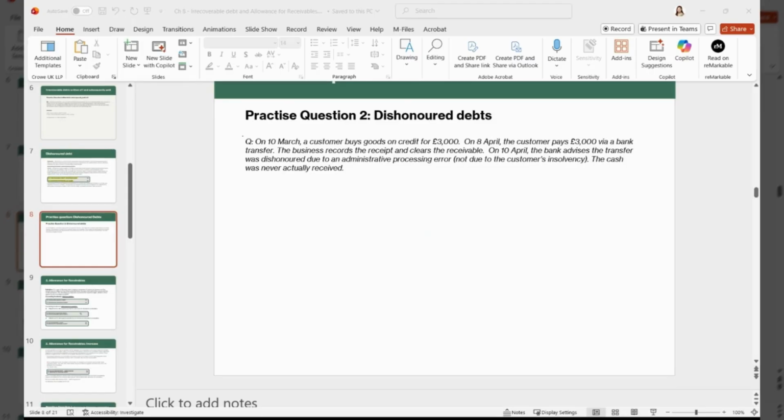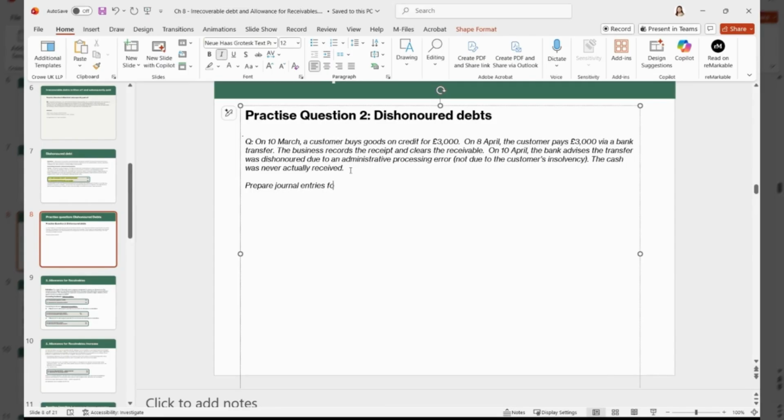Let's walk through an example of a dishonored electronic payment step by step. Q. On 10th March, a customer buys goods on credit for £3,000. On 8th April, the customer pays £3,000 via a bank transfer. The business records the receipt and clears the receivable. On 10th April, the bank advises the transfer was dishonored due to an administrative processing error. The cash was never actually received. You can pause the video here and read the question yourself. But let's walk through it together now, assuming you've already had a chance to read it.